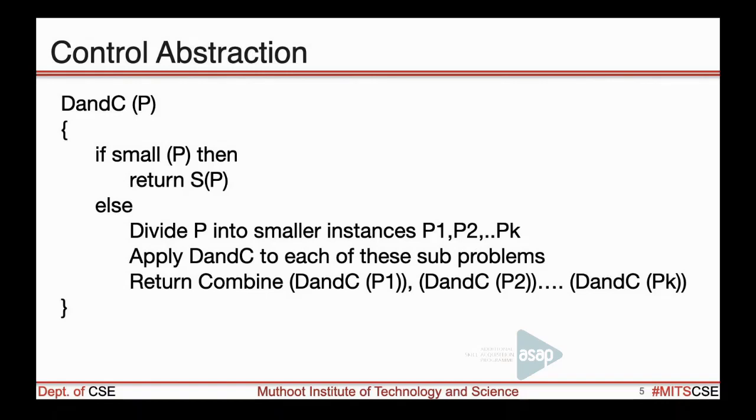Else, divide the problem P into smaller problems P1, P2, etc. up to Pk. And apply divide and conquer to each of these subproblems. That is a recursive call. And combine the solutions of divide and conquer of P1, P2, etc. up to Pk, so that you get the solution of the entire problem. So this is the control abstraction of the divide and conquer strategy. Okay.